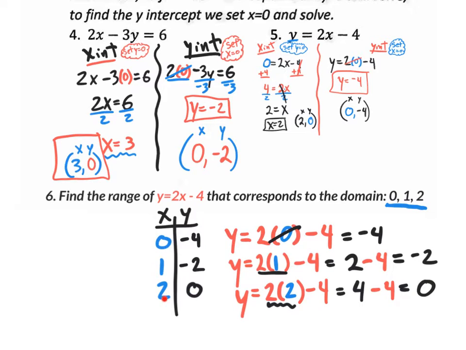So remember, these are domain, these are range values. So to answer this question correctly, find the range of this function that corresponds to the domain 0, 1, and 2. The range, and you could write it like this, r, and you would say the y values, the -4, the -2, and the 0. So that would be your range. That would be the answer to this question. So all of these are essential skills to really being able to succeed in section 7.5, exponential growth functions.